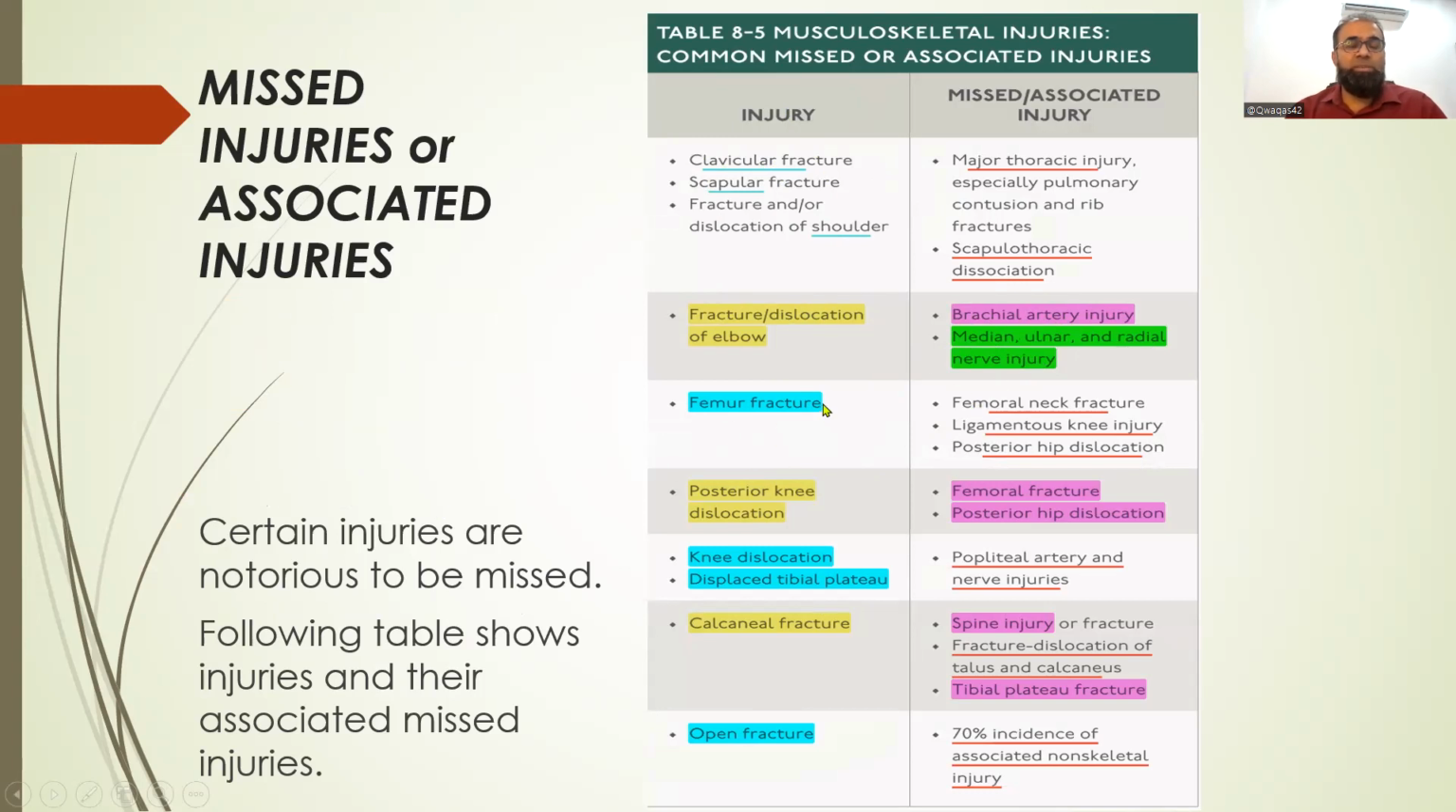In case of femur fracture, you can have fracture of the neck of the femur also. So you can have a knee injury, or you can have a hip dislocation. So you have to examine these structures. Likewise, in knee dislocation, you can have a popliteal artery or nerve injury. And if your patient falls from a height, he can have a calcaneal fracture, and he can have a spine fracture. So you have to look for that. Okay. Thank you.